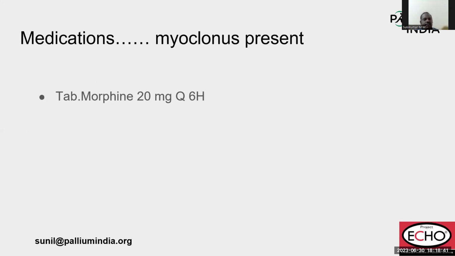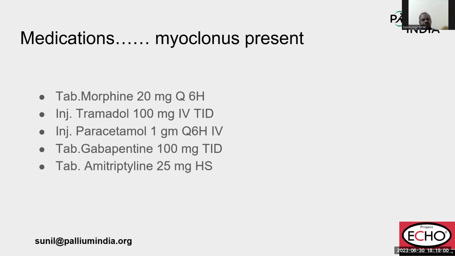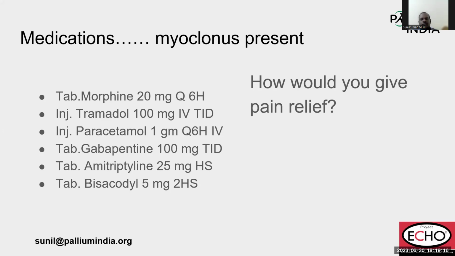And she was taking many medications from an oncologist, like morphine 20 milligram 6 hourly, injection tramadol 100 milligram IV TID, paracetamol 1 gram 6 hourly IV, tab gabapentin 100 milligram TID, amitriptyline 25 milligram HS, bisacodyl 5 milligram 2 HS. And even with this, she had frequent myoclonus. So are there any indications to start a patient on methadone?